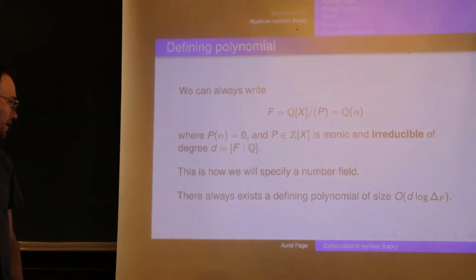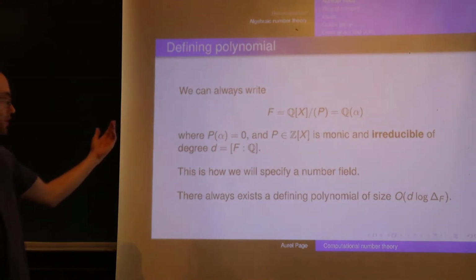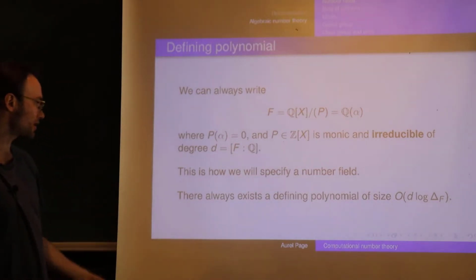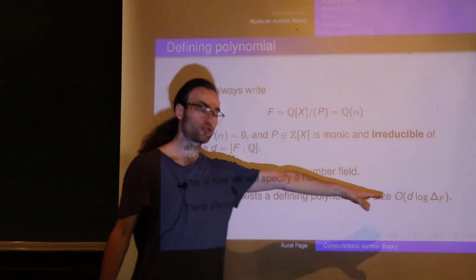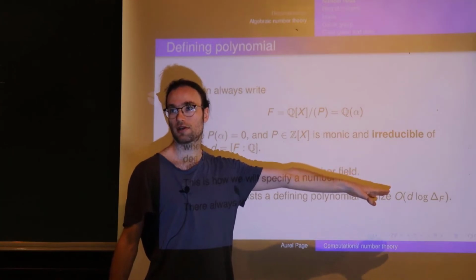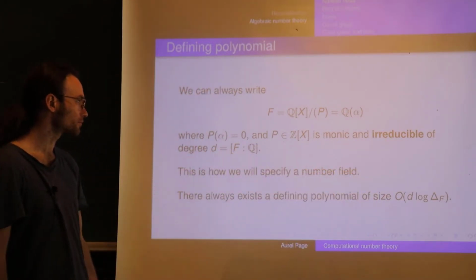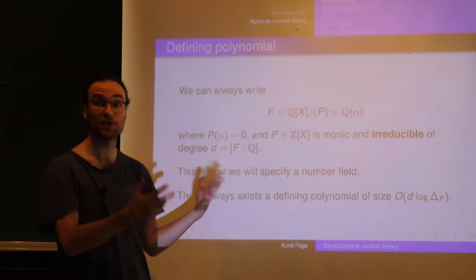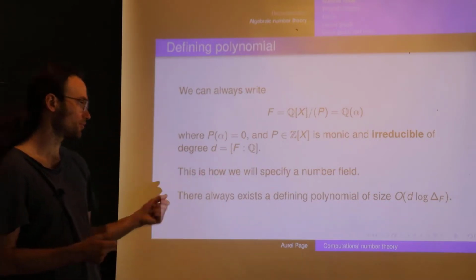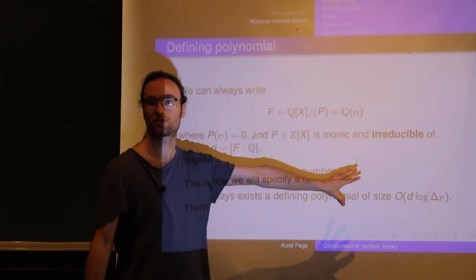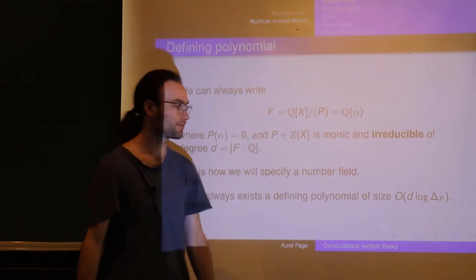There are many defining polynomials for the same number field, but there's always one that is not too large in terms of the degree and the discriminant. That's sort of why the size of the input is not so relevant. You can actually bound it, if you change your defining polynomial, in terms of degree and discriminant.